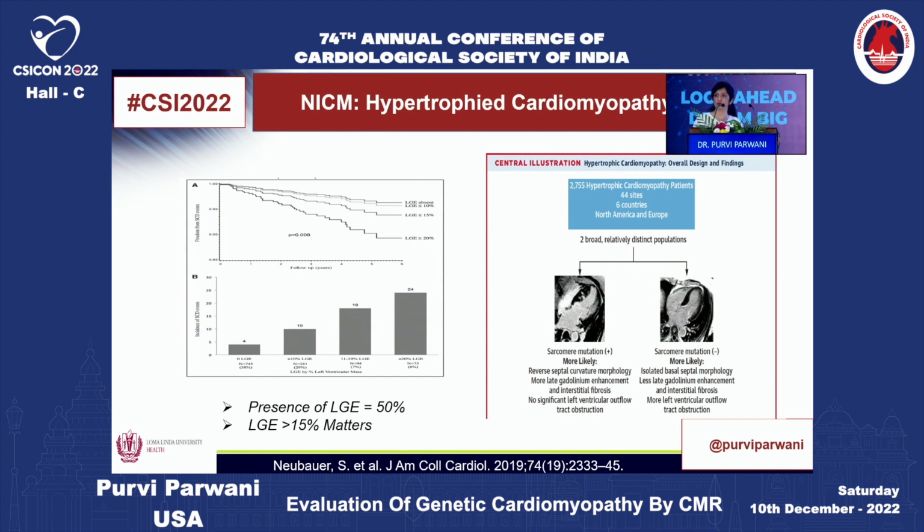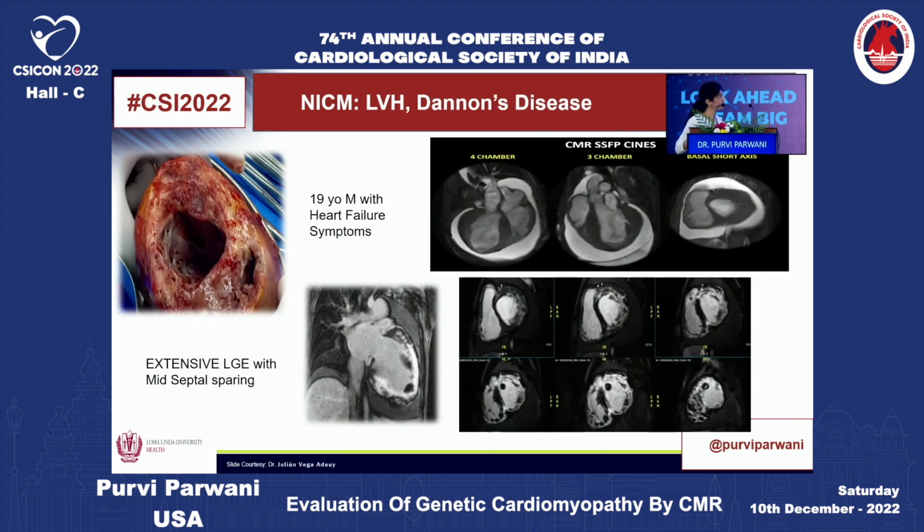On the right side, you have some data from the HCM registry, where they showed that the patients that are genetic positive, that have sarcomere mutation, are more likely to have more fibrosis on MRI, but they may not have all the obstructive features, while patients that are sarcomere mutation negative tend to have more obstructive features with LVOT obstruction, but they may not have that much fibrosis.